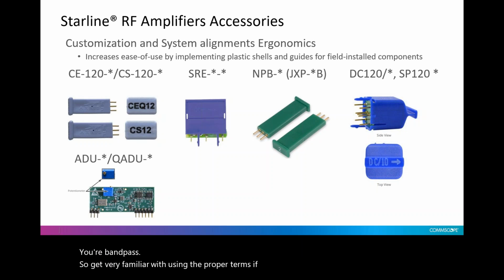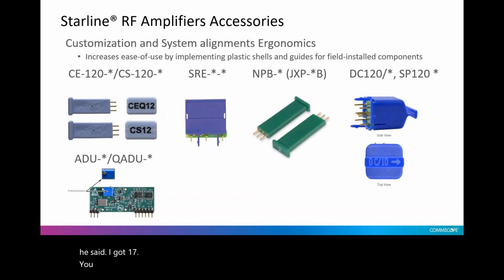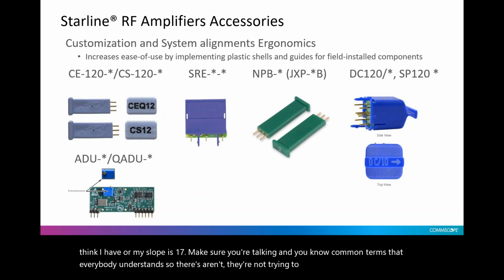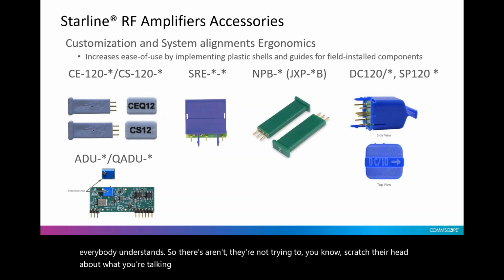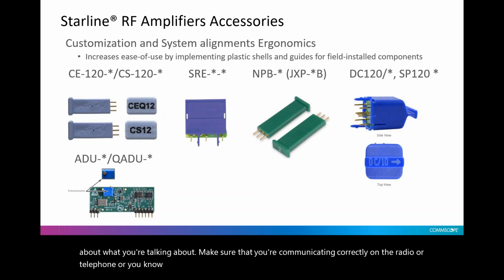So get very familiar with using the proper terms. If you're going to call somebody on the phone, you say, I got 17. You need to make sure that you're saying 17 dBmV, or I have a difference of 17 dB between what I think I have, or my slope is 17. Make sure you're talking in common terms that everybody understands, so they're not trying to scratch their head about what you're talking about. Make sure that you're communicating correctly on the radio or telephone, or whatever device you're using.